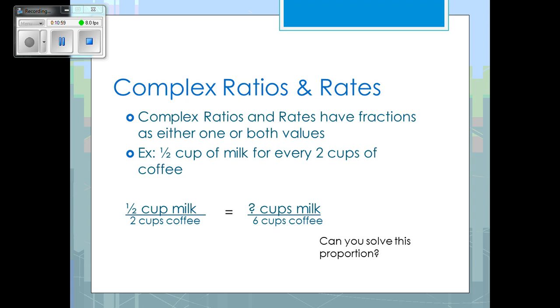Complex ratios and rates have fractions as either one or both values. So for an example, we often have recipes that have partial cups and partial teaspoons of ingredients. So our example, 1/2 cup of milk for every 2 cups of coffee. And I can write that rate as a fraction, 1/2 cup milk over 2 cups of coffee. I can set it equal to some unknown amount of milk over 6 cups of coffee. Can you solve this proportion? How many cups of milk do I need for 6 cups of coffee?